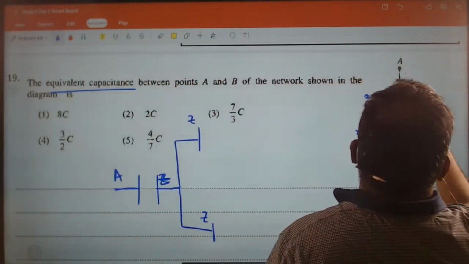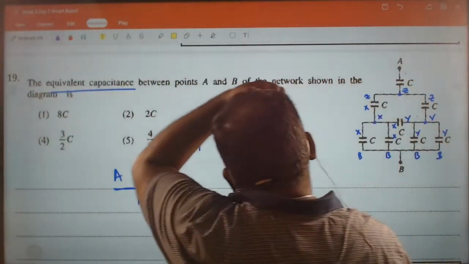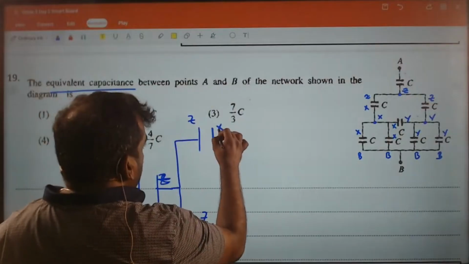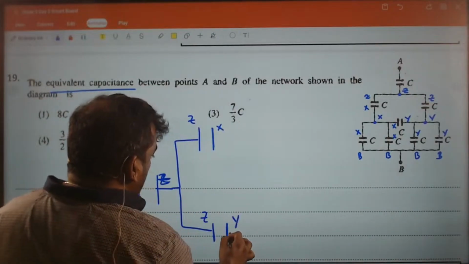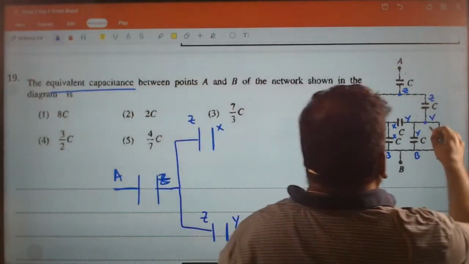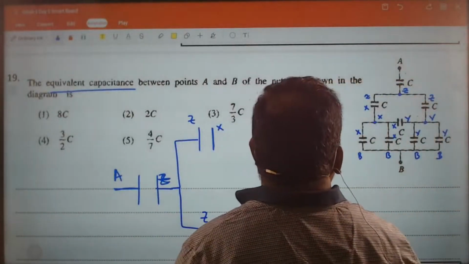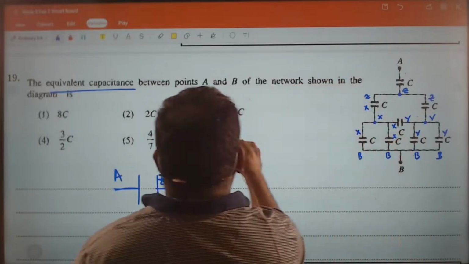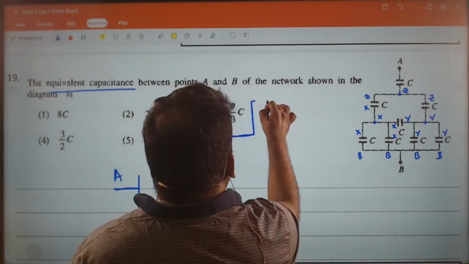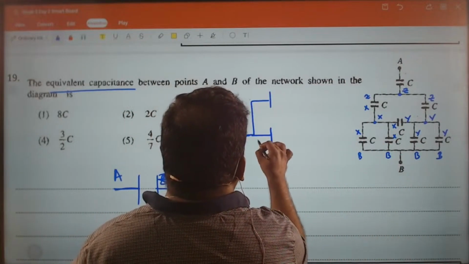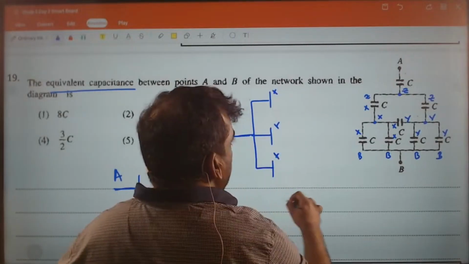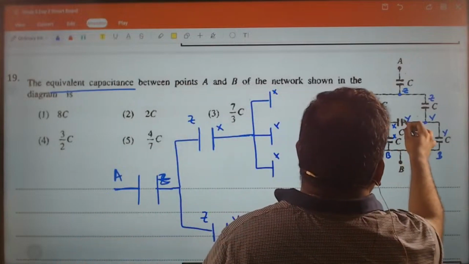Of these Z plates, one is connected to X, one is connected to X, one is connected to Y, one is connected to Y. X is connected to how many plates? One here, one there, one. 3 plates. 3 more plates. 1, 2, 3. These are all X plates. Here, 1, 2, 3.